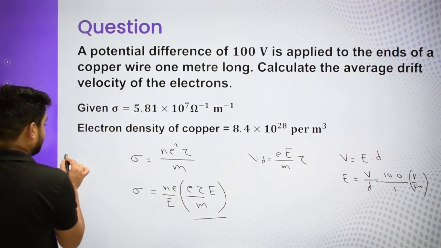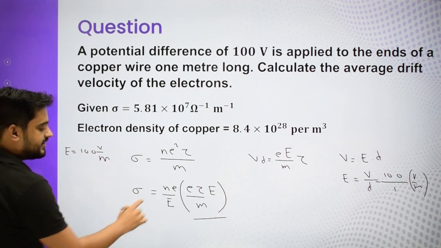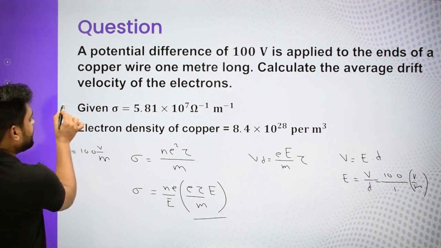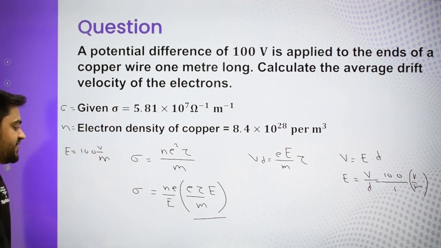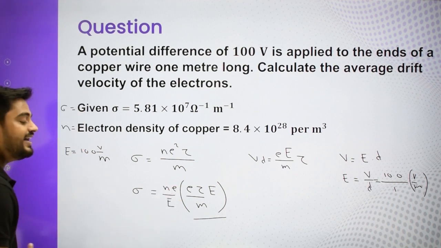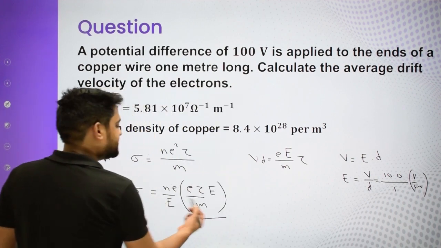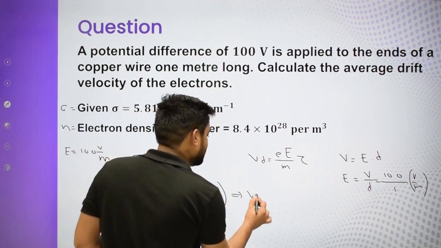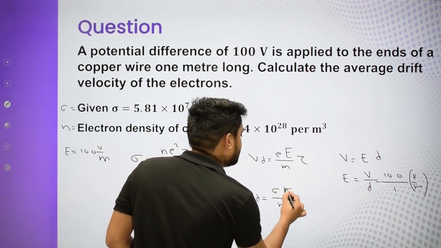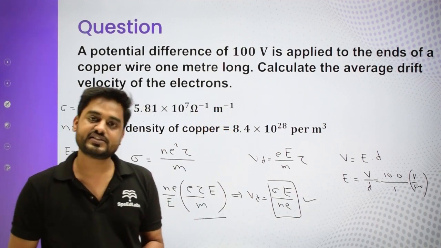So E is just 100 volt per meter. The N is mentioned over here, and sigma is mentioned over here. This is sigma. Once we put in N, sigma, and electric field E, and then e is what? The elementary charge, 1.6 into 10 raised to power -19 coulomb. And this is my drift velocity. So drift velocity is nothing but sigma E by N small e. And all these values are known. Hence we can get our drift velocity. So this is how this has to be done.